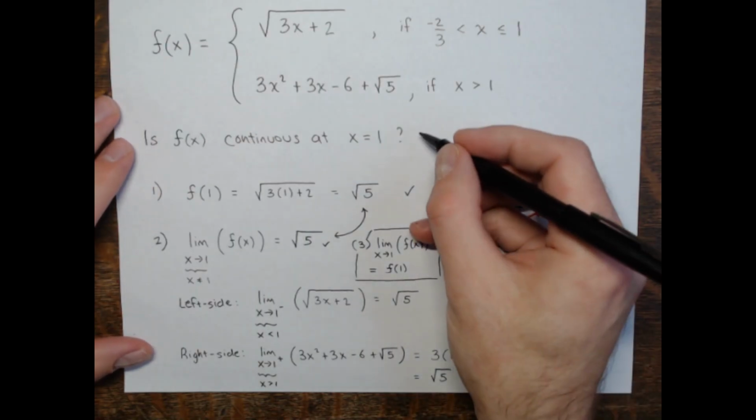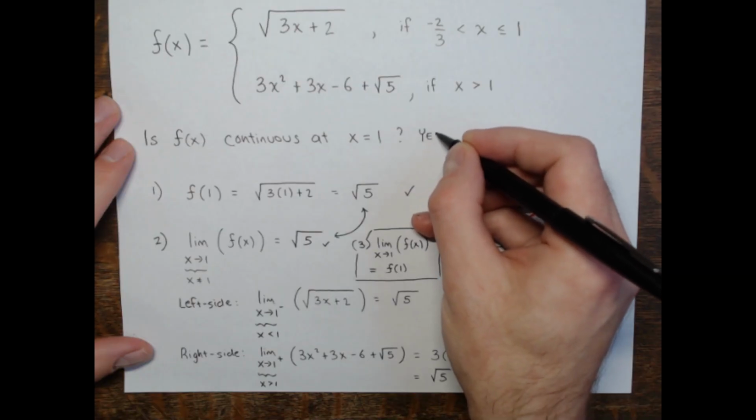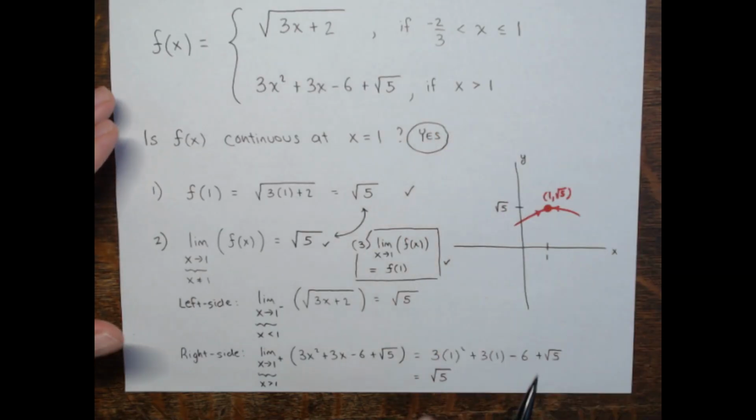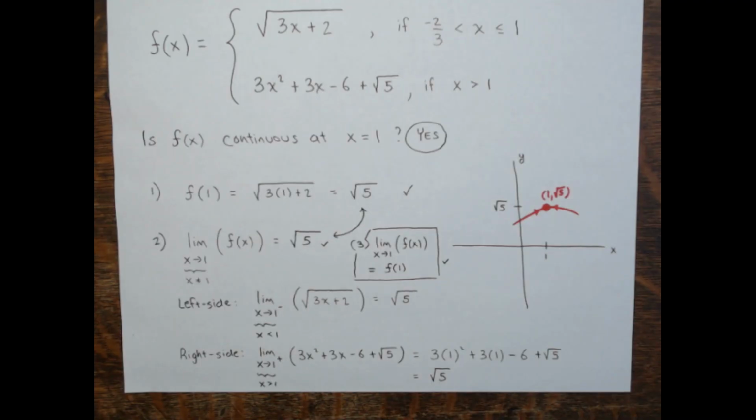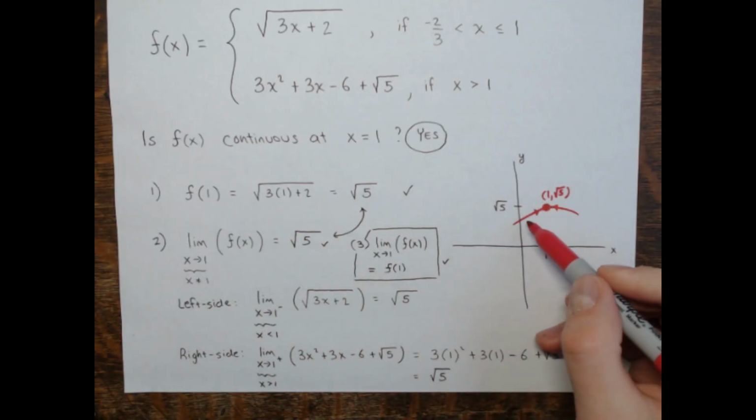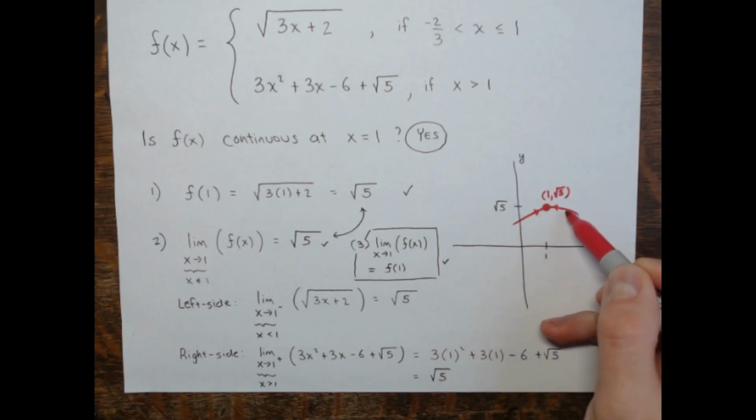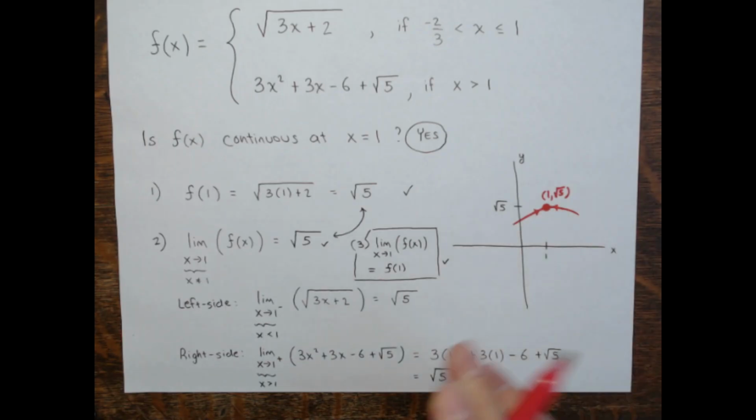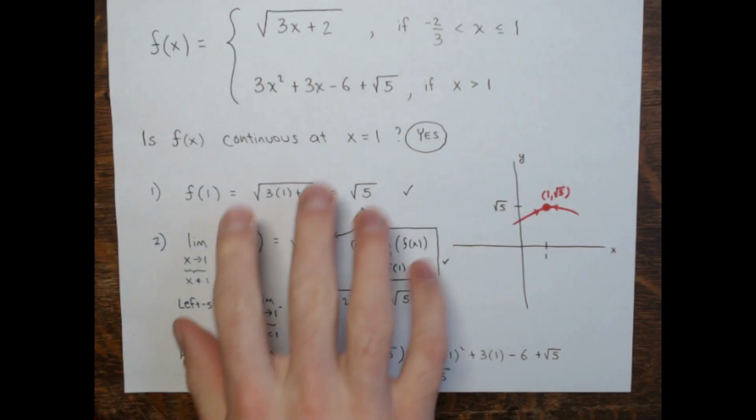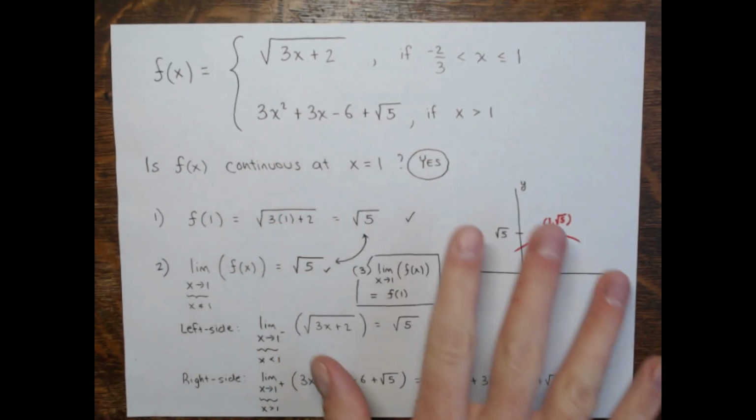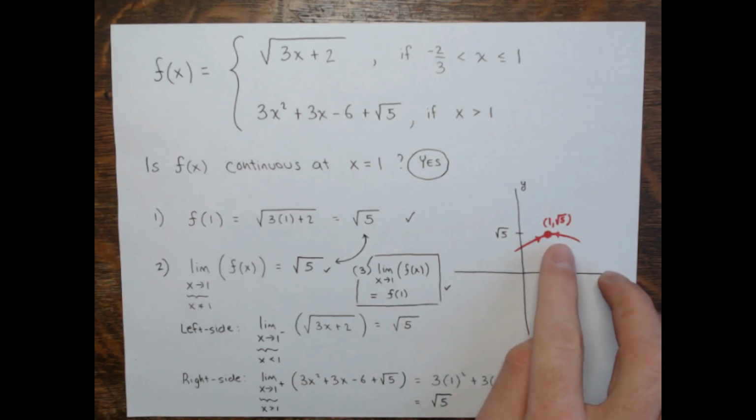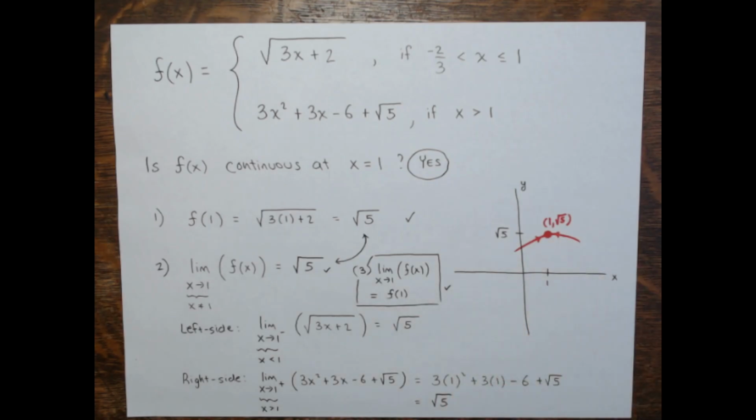So the answer to this question is, yes, f, this particular function we are given, is continuous at x equals 1. Right? So if I were to draw it, you go through that point without lifting your pencil. All right, so I'm going to go to Desmos and verify that this is true, that both of these pieces meet at the same location.